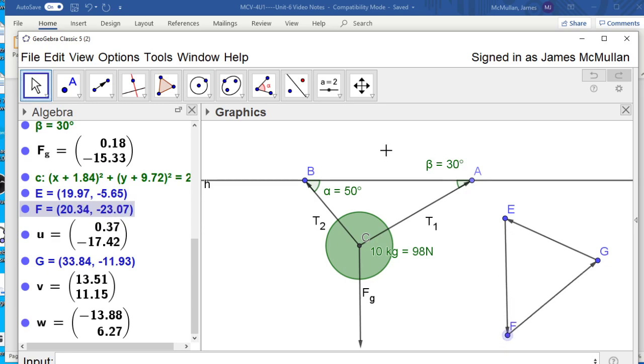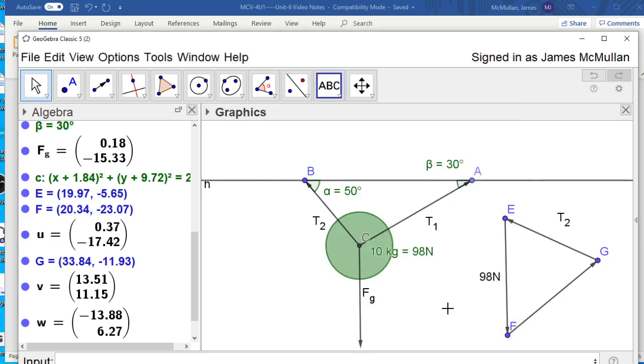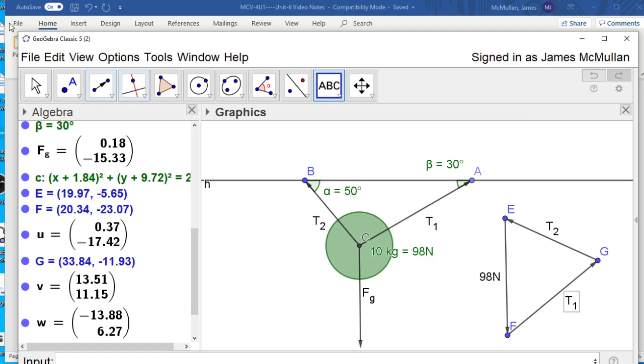Now the trick with this triangle is, of course, what do we actually know about it? Let's write down what we know. We know that this side is 98 newtons. We also know a little bit about the angles. Now, you've got to be careful here, because what do we actually know about the angles and where do they go? So here's my T2, and here's my T1. Okay, so that's what I know.